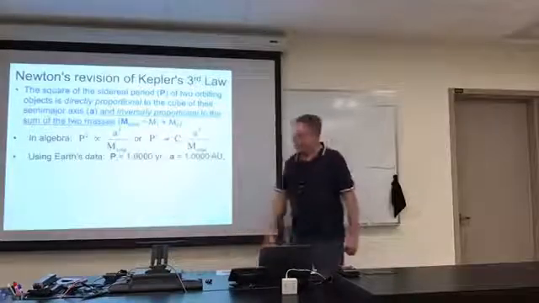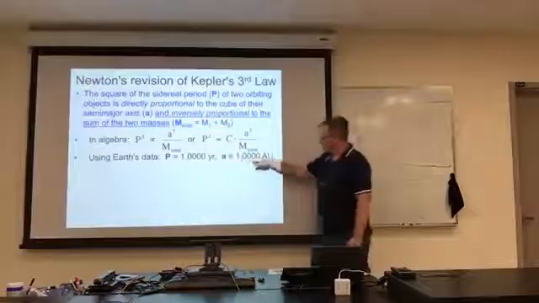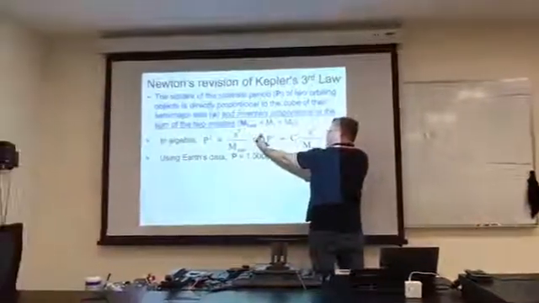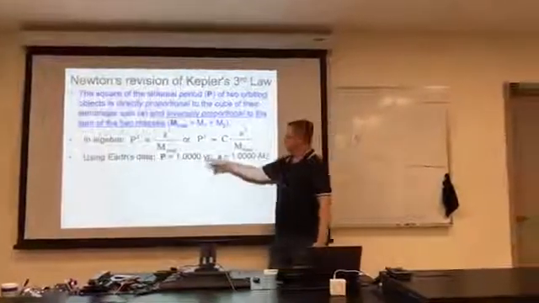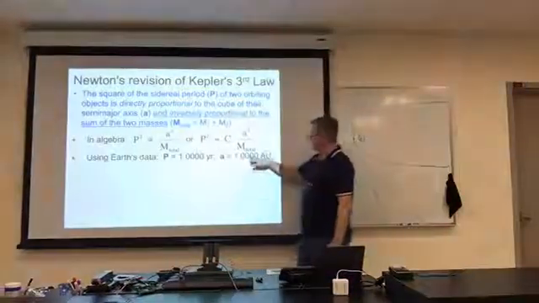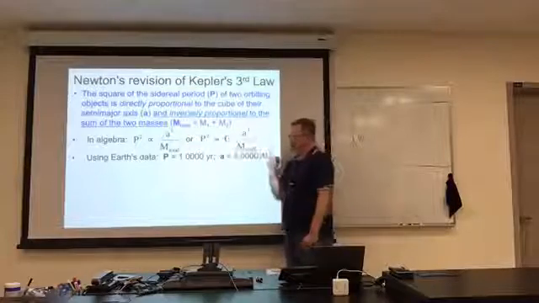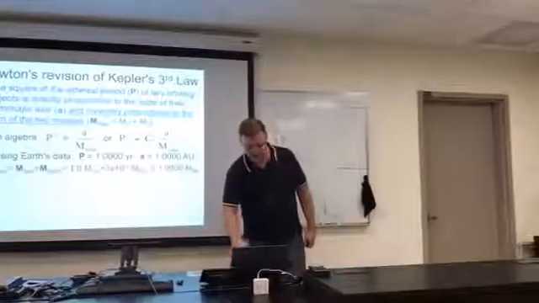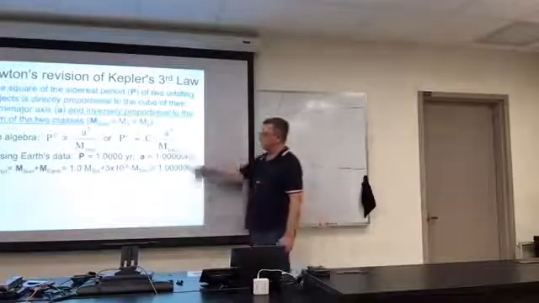So using the Earth data, P is exactly 1 year, A is exactly 1 AU. This is a universal equation. It has to apply to everything. So it applies to the Earth. So I plug in 1 year for P squared. I plug in 1 AU for A cubed. And the only two things I don't know yet are the C and the M total. But I can scale the M relative to the Earth as well.